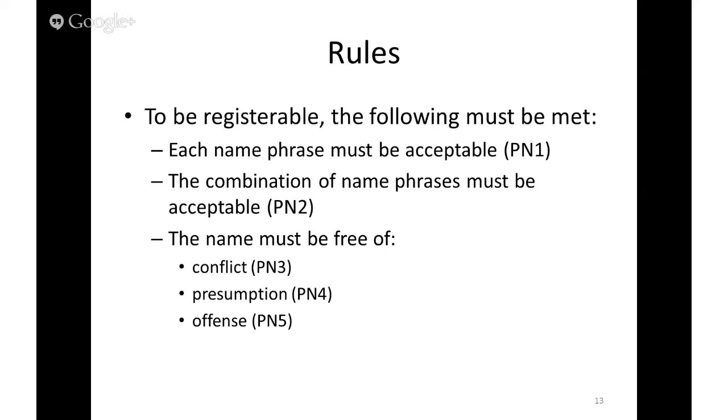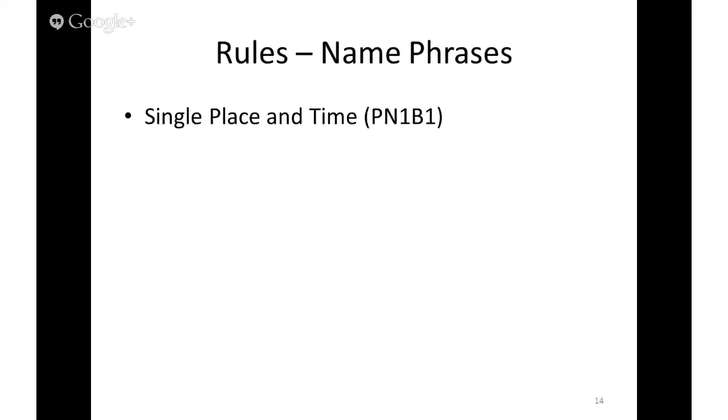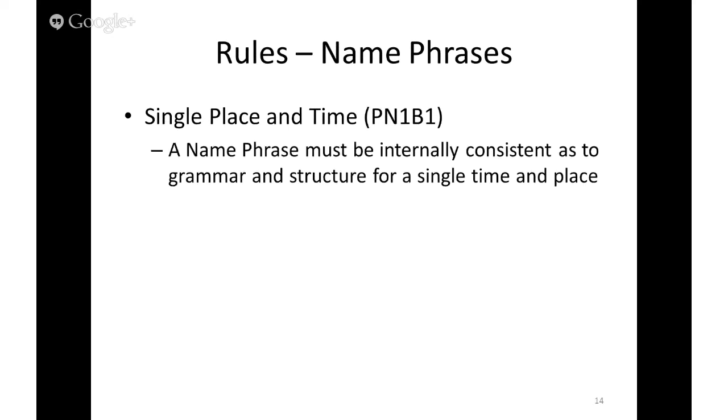You start with PN1, and you find acceptable name phrases. Then you go to PN2, and you combine them in the right way, and then you check PN3, 4, and 5 to make sure they don't break one of those requirements. So what does that mean? Let's talk about name phrases. First of all, a given name phrase must come from the same place and time. It must be internally consistent as to grammar and structure. Not the whole name, but the whole name phrase.